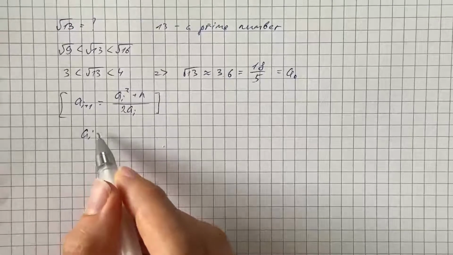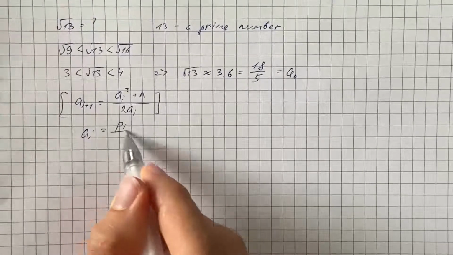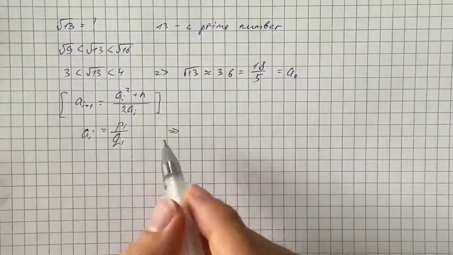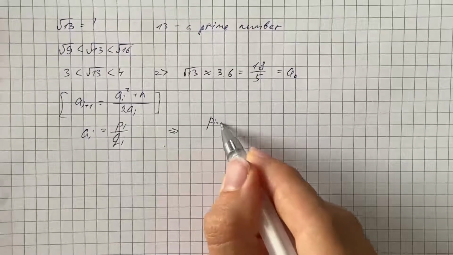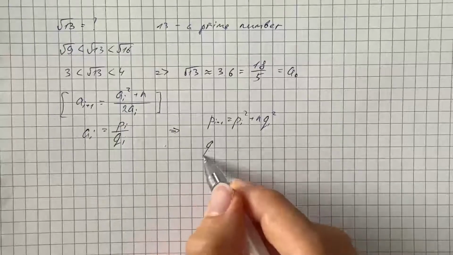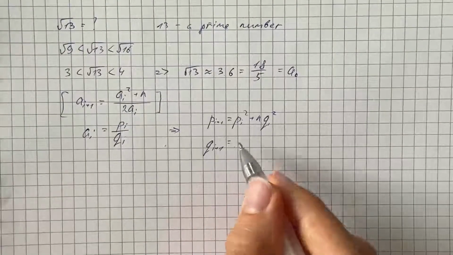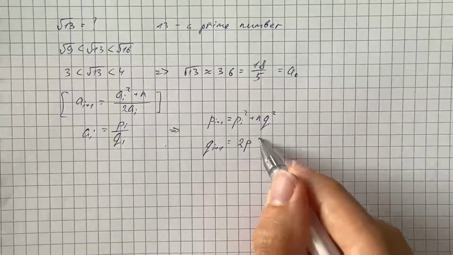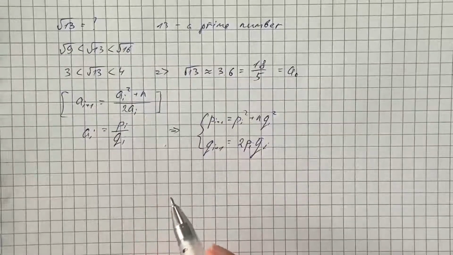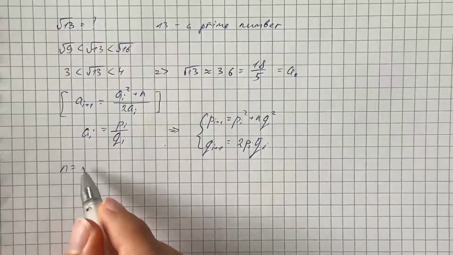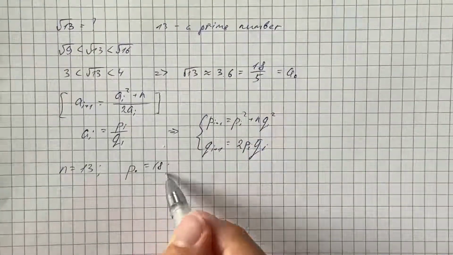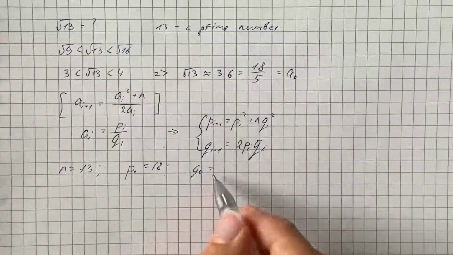separate A sub i into numerator p sub i and denominator q sub i, and therefore we're going to use the formula p sub i+1 equals p sub i squared plus n q sub i squared, and q sub i+1 equals 2 p sub i times q sub i. So in our case, n is equal to 13, then p0 is 18, and q sub 0 is 5.